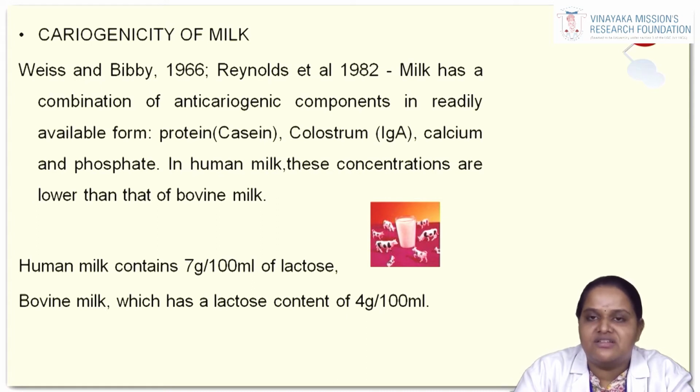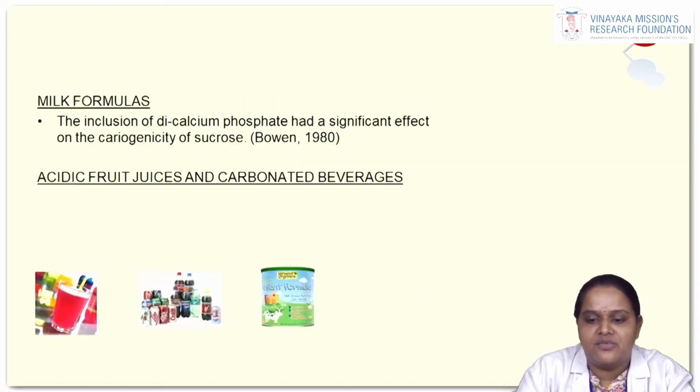In human milk, these concentrations are relatively low when compared to bovine milk. So bovine milk is even more cariostatic when compared to human milk. Human milk contains 7 grams per 100 ml of lactose, whereas bovine milk contains 4 grams per 100 ml of lactose.